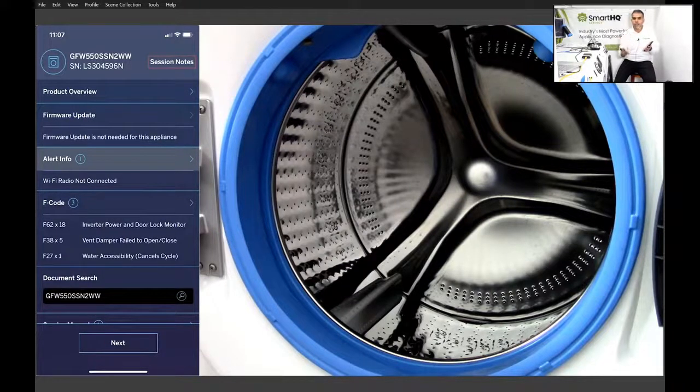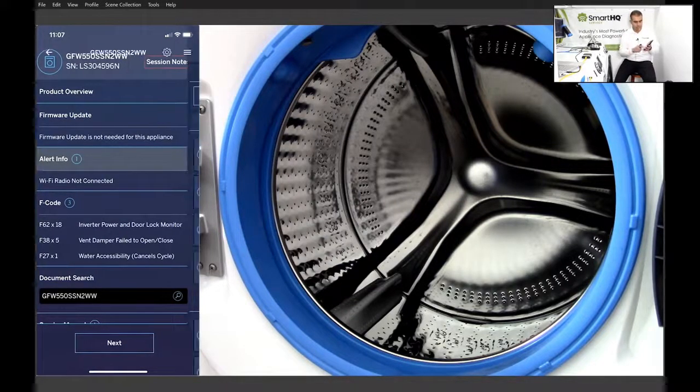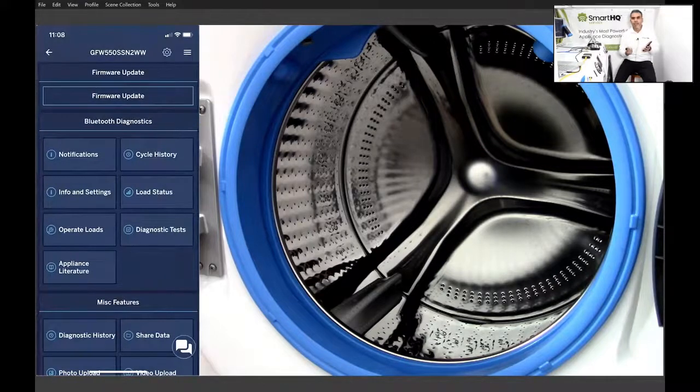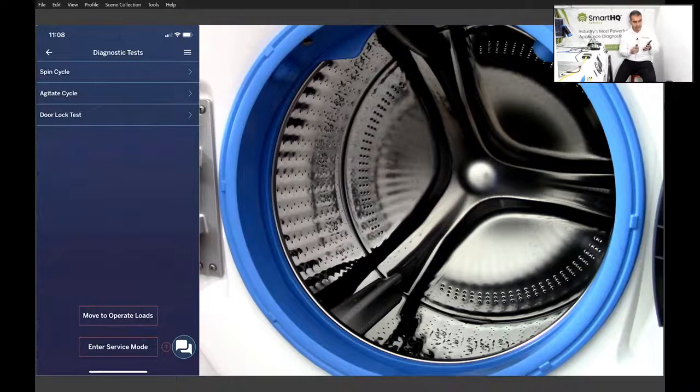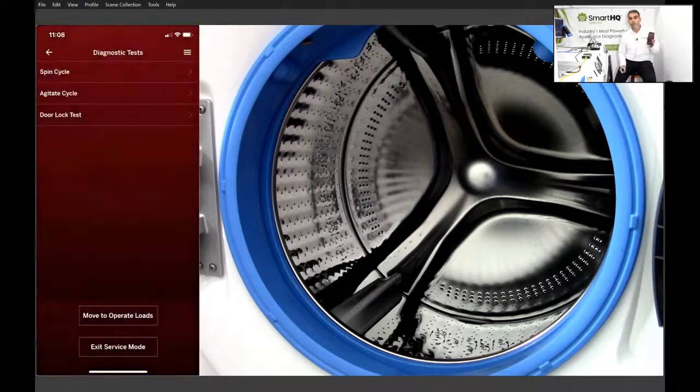So to go to that spin cycle test, we're going to go ahead and hit the button labeled next at the bottom. And then we're going to press Diagnostic Tests. So we click on that, and all the way at the bottom it says Enter Service Mode. Click on that, and your screen will turn red. And that's an indication that you have full control of the unit, of the washer in this case, and it is in service mode.